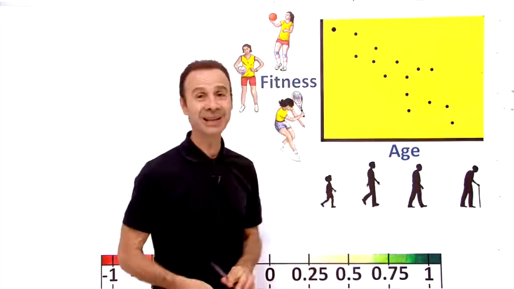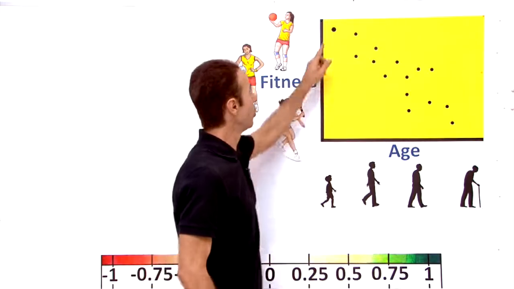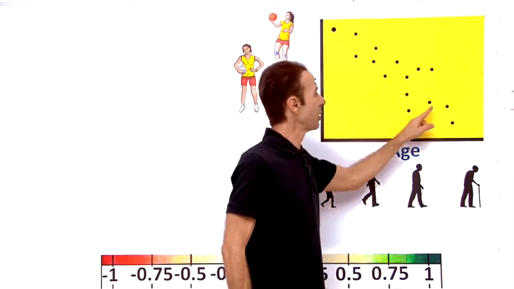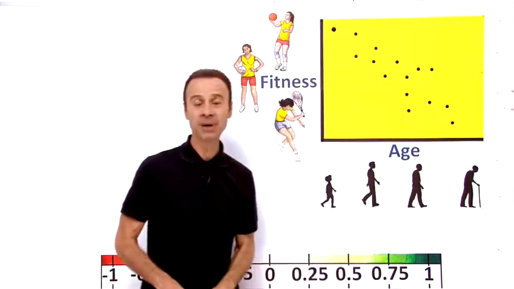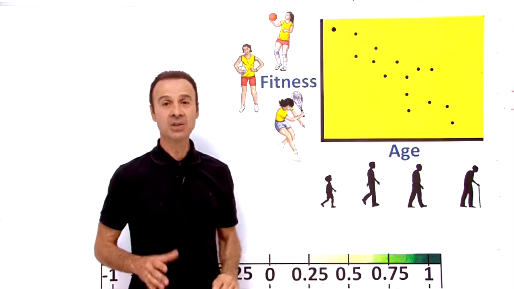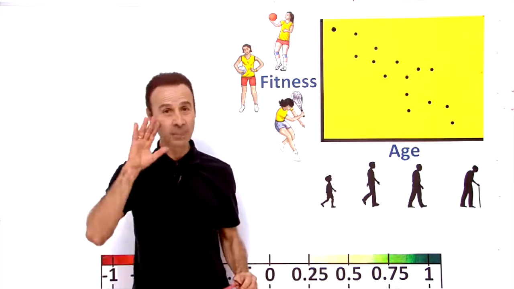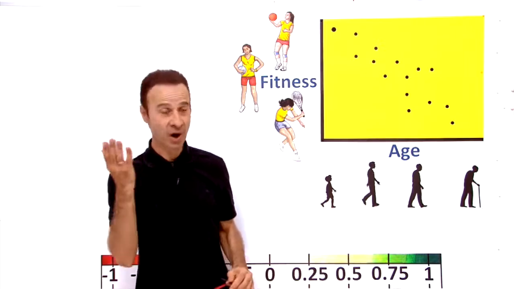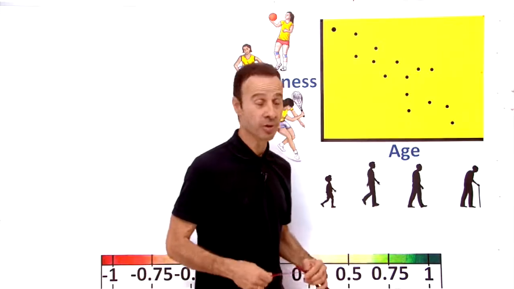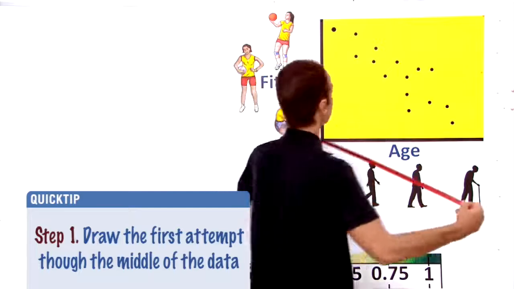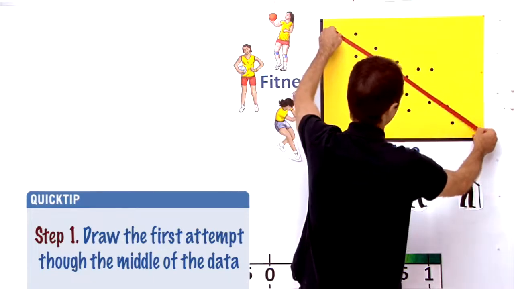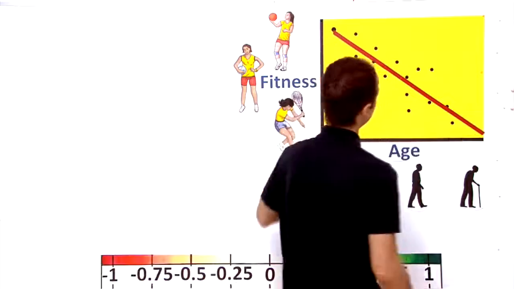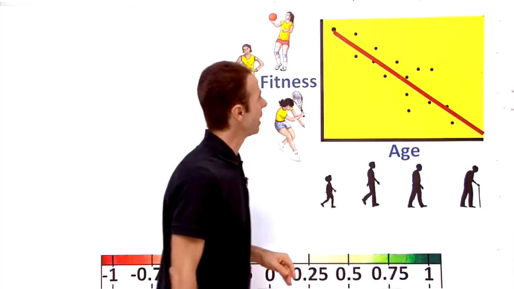So let's firstly count the number of points. 1, 2, 3, 4, 5, 6, 7, 8, 9, 10, 11, 12, 13, 14, 15. It's an odd number. So we have 15. Now I'm going to try and put a line in there roughly by eye because it's not completely accurate, this is an approximation. We're using the eye. So I'm going to try and put it through the middle, like that. That's just rough.